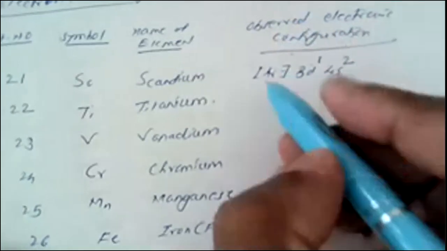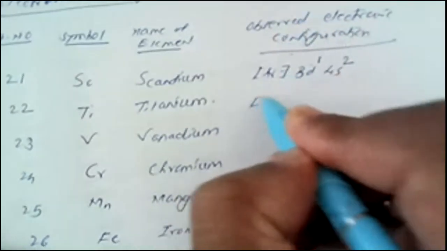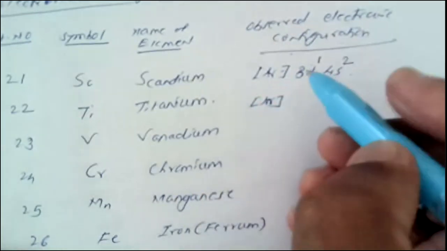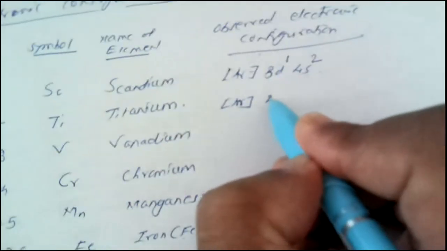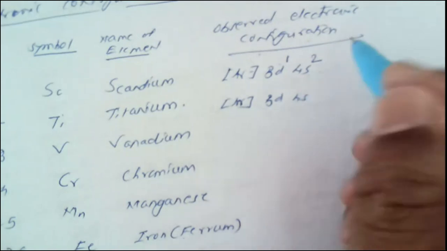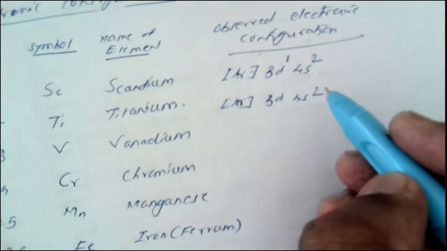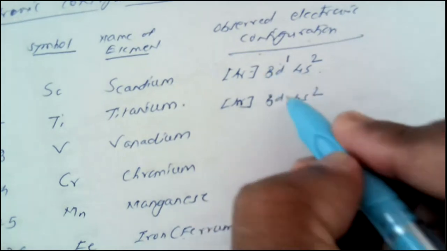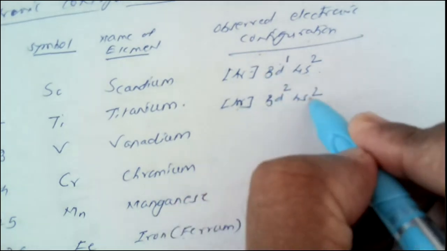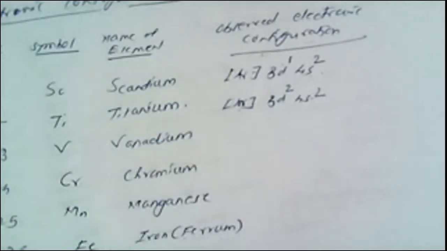Then the second member, argon 3d 4s. No question about 4s. You have to write directly 4s2. Then 3d2. 18 plus 2 is 20 plus 2 is 22, which is the electronic configuration of titanium.